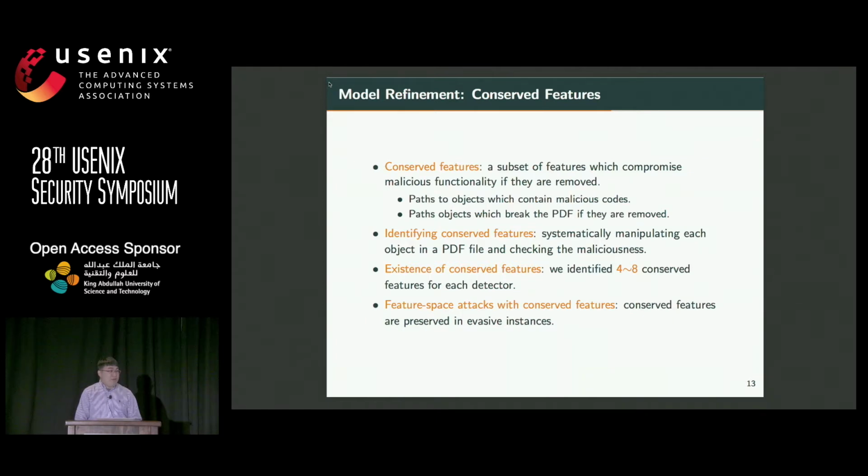And we use a systematic way to identify these features by manipulating each object in a PDF file and evaluating the corresponding maliciousness. We successfully identified 4 to 8 conserved features for each of the detectors we use. And after identification of the conserved features, we use them to modify the feature space attack models. Actually, everything stayed the same. We use iterative retraining. And the only difference is that the value of the conserved features should be invariant, or should be preserved, in evasive instances.